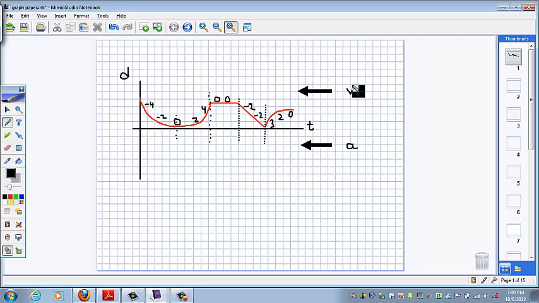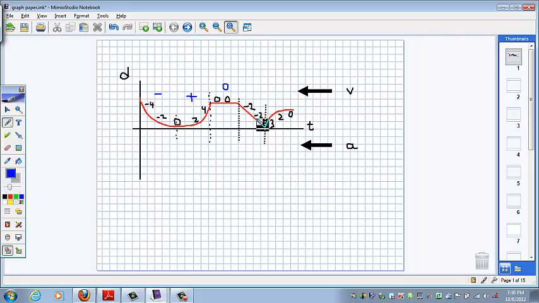Let's begin with the velocity. So in this region, what kind of velocities do we see? Lots of different ones, but they're all negative. How about in here? What kind of velocities do we see? Lots of different ones, but here they're all positive. We're going uphill. Here we see only one kind of velocity, and it's 0, steady.